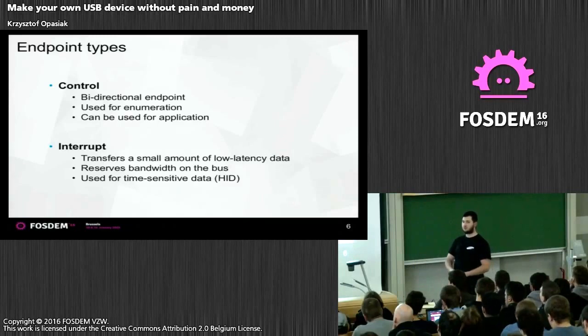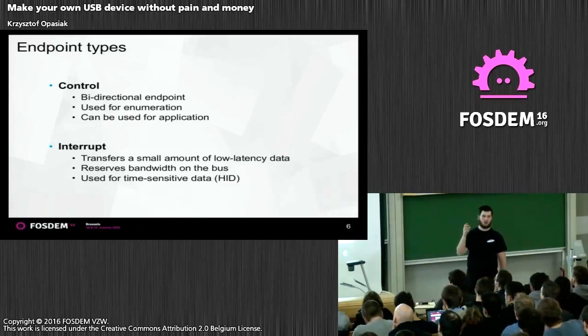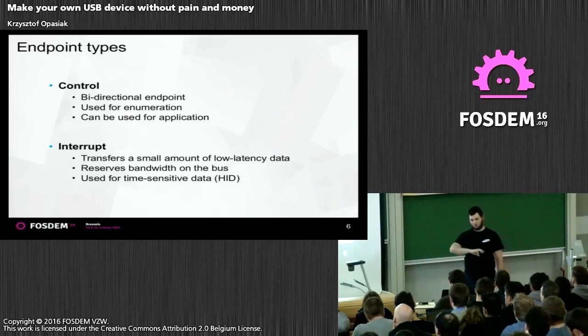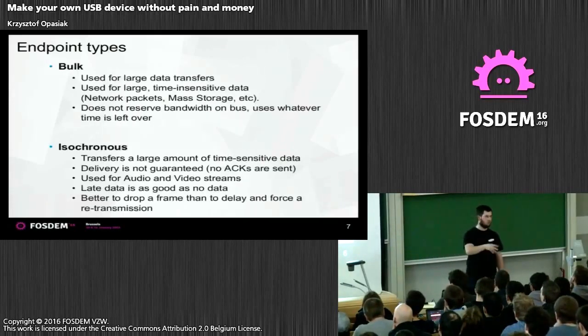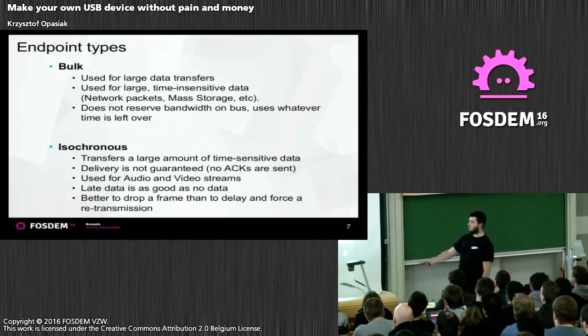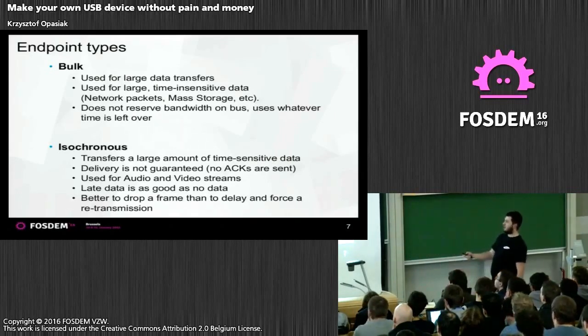The interrupt. Interrupt endpoints are used to transfer a small amount of time-sensitive data, for example in your HID devices. If you move your mouse, you'd like it to move smoothly in your system. That's why you use the interrupt endpoints.